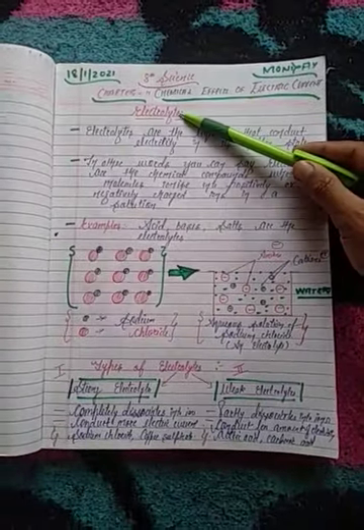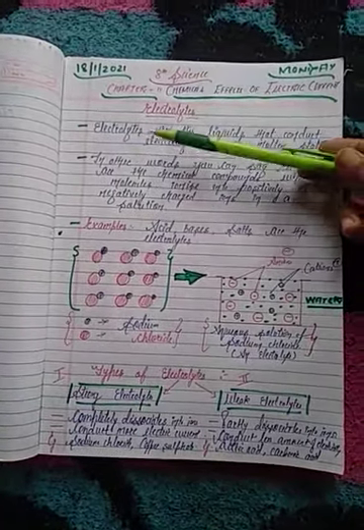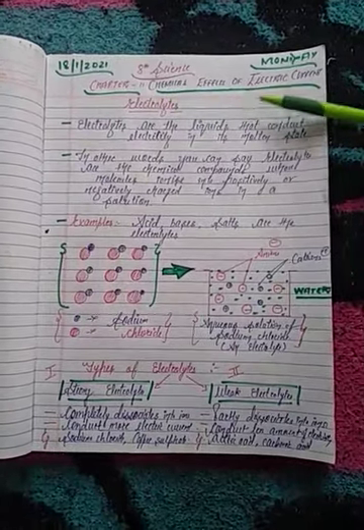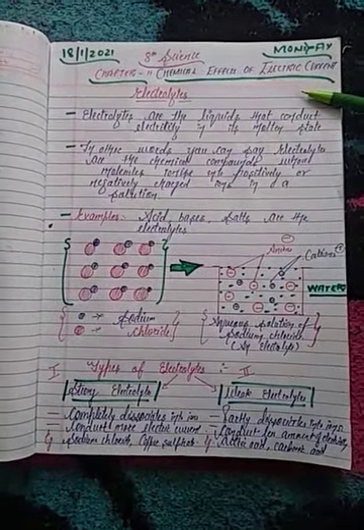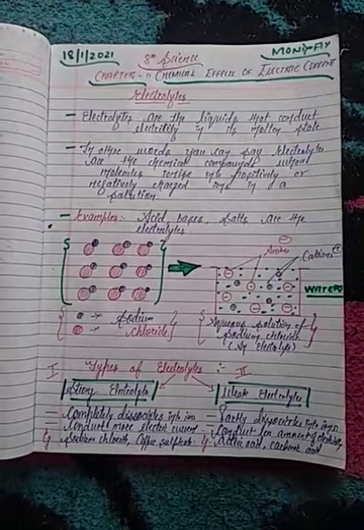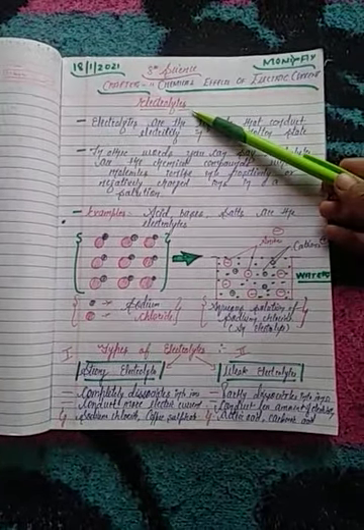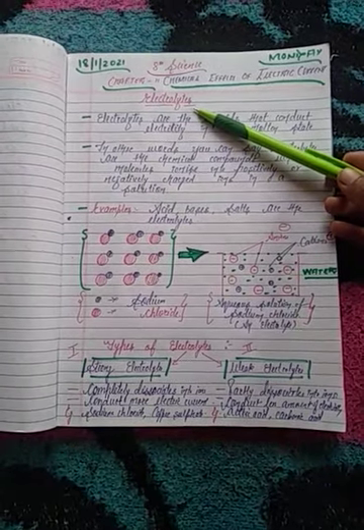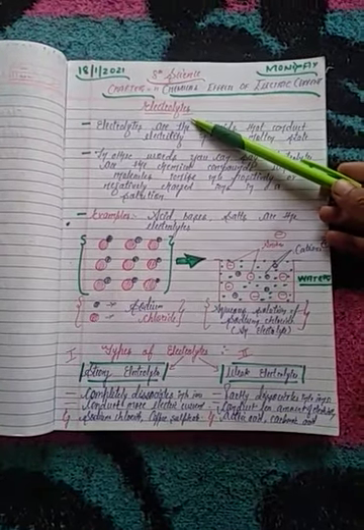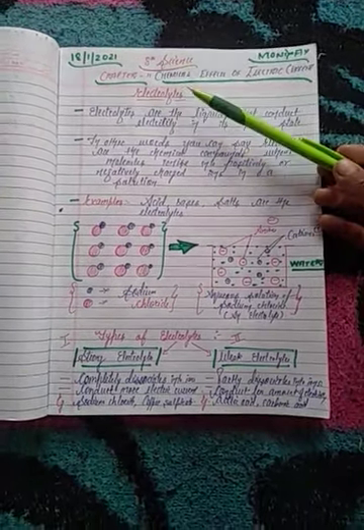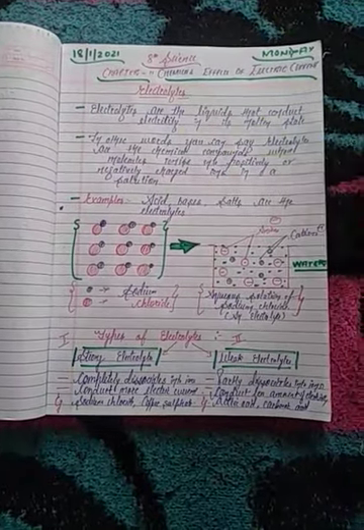Okay, let's start our new topic, that is electrolytes. This topic is from chapter number 11, Chemical Effects of Electric Current. So what are electrolytes? You have read this chapter from the starting. This chapter is from your chemistry part of science. So, what are electrolytes?